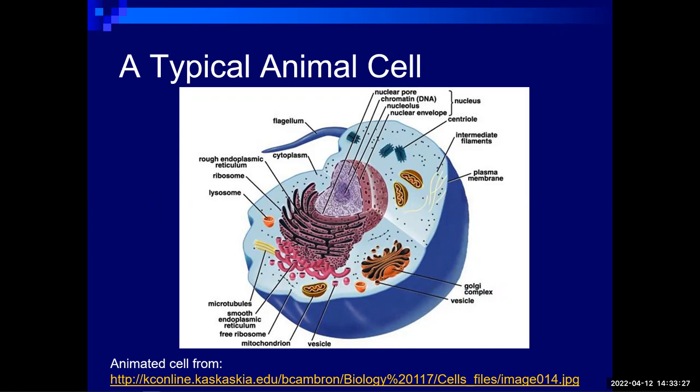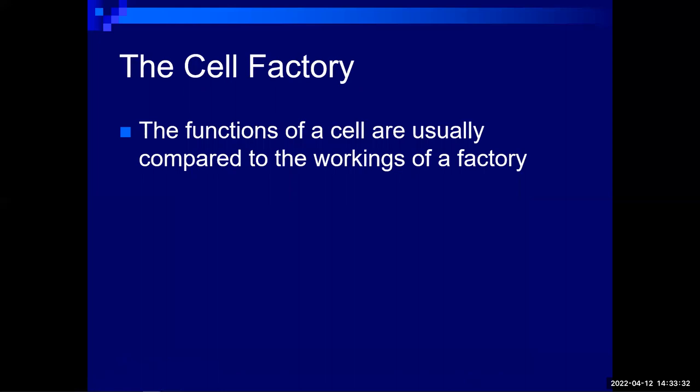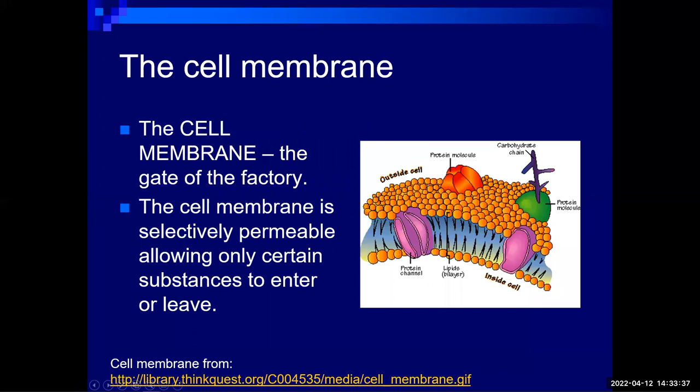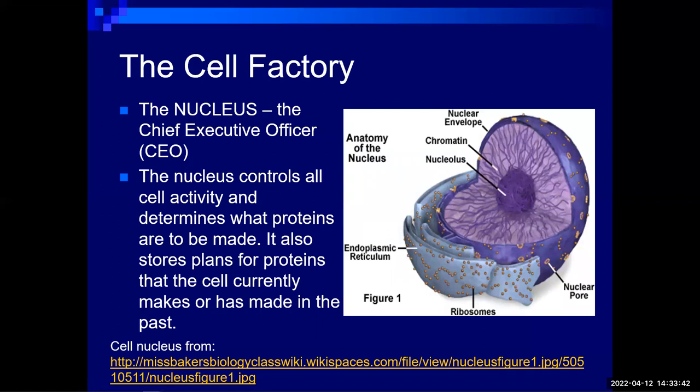Let's go. Right, so the cell, as we mentioned, really could be considered as a factory in terms of what it does. The membrane is like a gate, selectively permeable. It allows things to come in and out. The nucleus is the CEO. It contains all the instructions in those 23 pairs of chromosomes, and it also stores plans for the proteins. All those things are written on those 23 pairs of chromosomes.